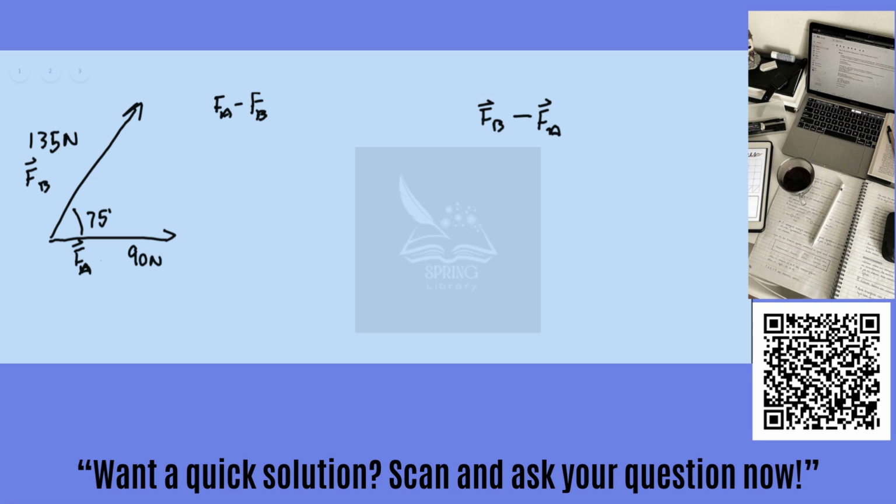All right, so to do that, first we need to find the x and y components of f sub b. So its x component is equal to 135 cosine of 75 degrees, which is going to give us about 34.94 newtons. The y component is going to be 135 times the sine of 75 degrees. That is going to give us 130.4 newtons.